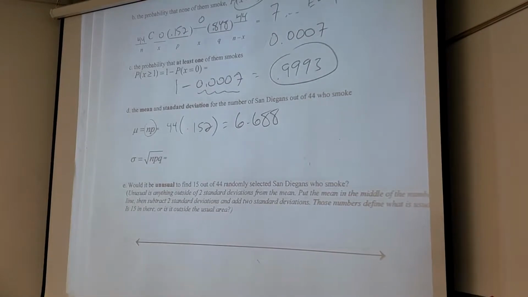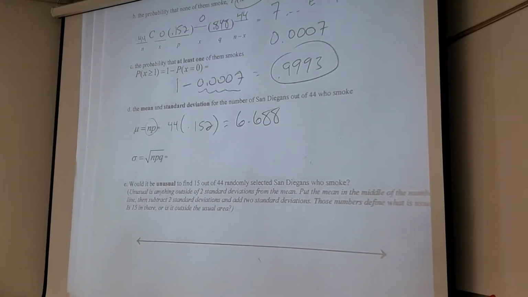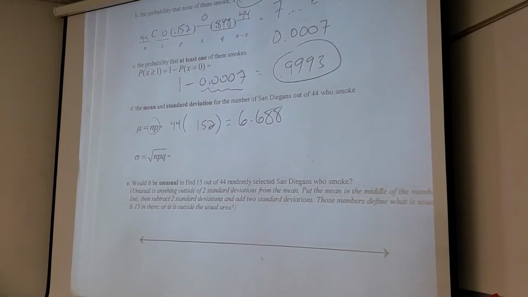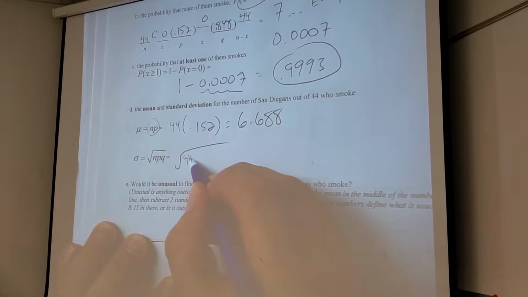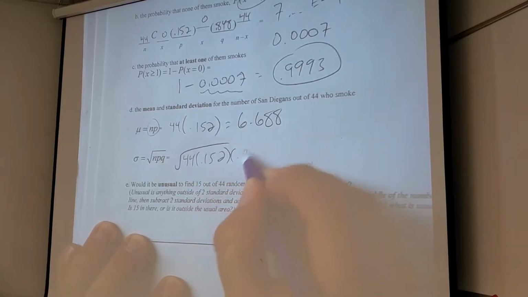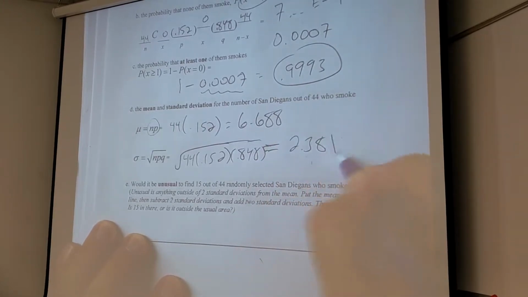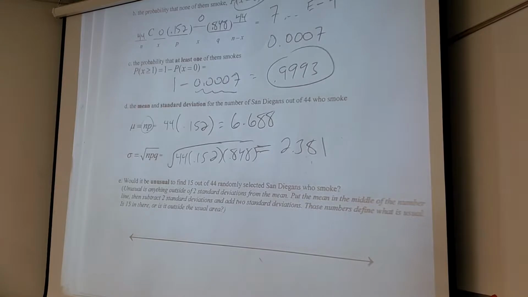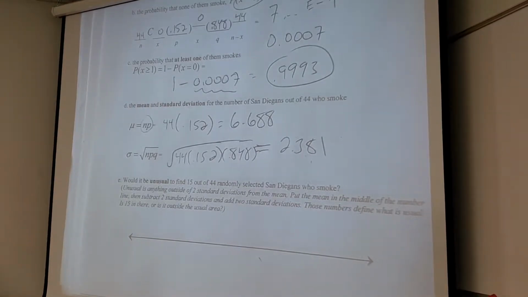So on average, I expect just under 7 people to smoke out of a group of 44 people. And then what's the standard deviation? It's going to be the square root of N times P times Q. And what do you guys get for that? 2.381? That comes out to 2.381, maybe?